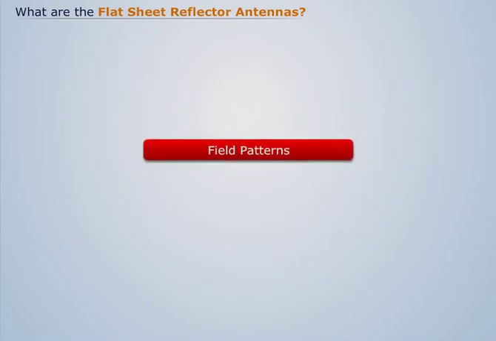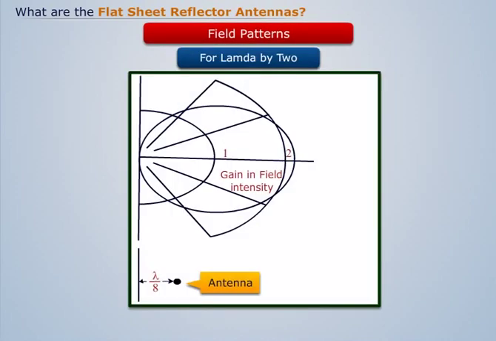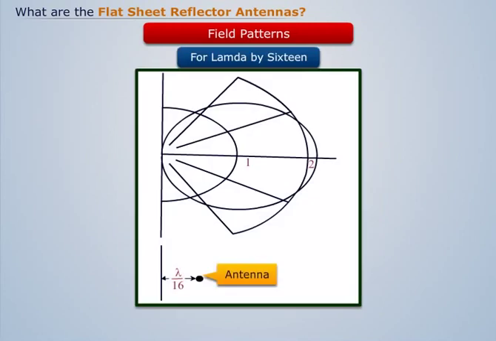Moving more in detail, we'll now discuss the field patterns of the flat sheet reflector antenna. The field patterns of a λ/2 antenna are at distances λ/4. They're also considered for λ/8. And lastly, for λ/16, for the values when RL is equal to 0.